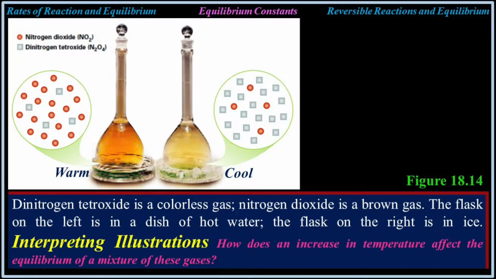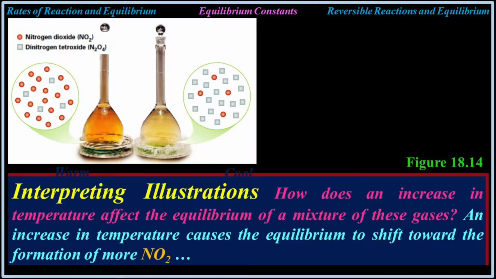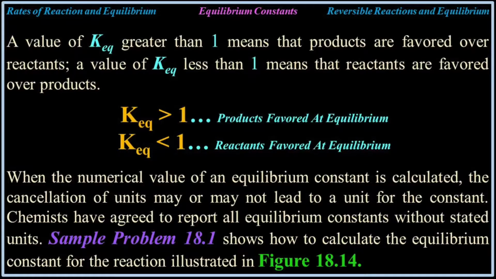Dinitrogen tetroxide is a colorless gas. Nitrogen dioxide is a brown gas. The flask on the left is in a dish of hot water. The flask on the right is in ice. Interpreting illustrations. How does an increase in temperature affect the equilibrium of a mixture of these gases? An increase in temperature causes the equilibrium to shift towards the formation of more nitrogen dioxide.